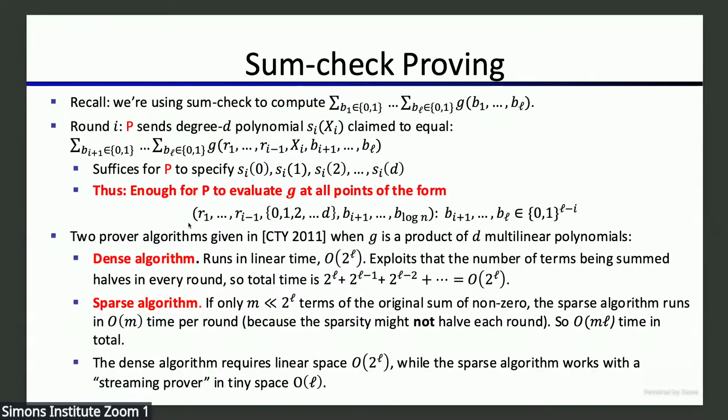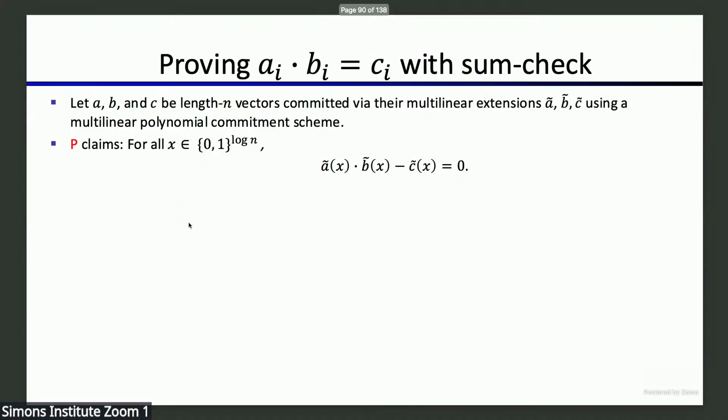So this is only an improvement if you're sparse enough, fewer than like a 1 over L fraction of evaluations are non-zero. Okay, anyway, so that's sum check and how to make the prover fast. All right, so we saw how to use quotienting and univariate polynomials for proving statements of this form.